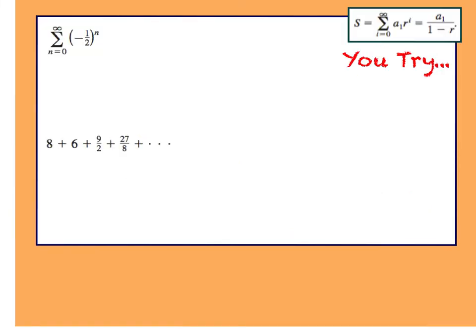All right. I'd like you to try these. First one. What's my a sub 1? 1. Over 1 minus, what's my ratio? Negative 1/2. So we end up with 2/3. This next one, what's my common ratio? 3/4. So my r is equal to 3/4. Is that less than 1? Yeah, so we're still good. We can do it. So what's my a sub 1? 8. Over 1 minus 3/4, and we end up with 32.